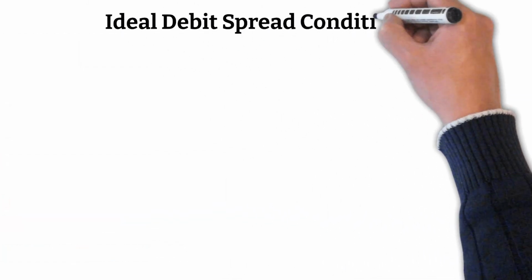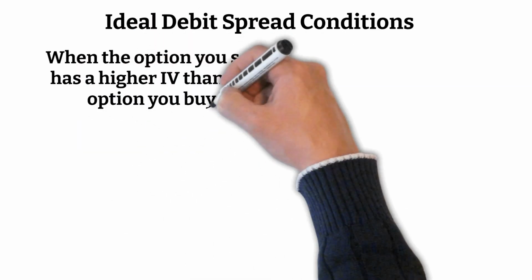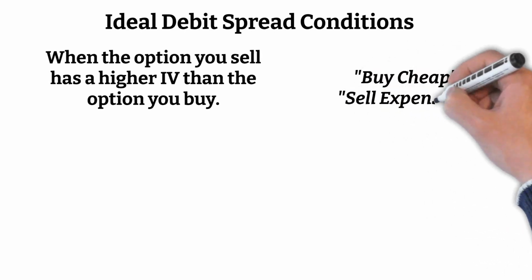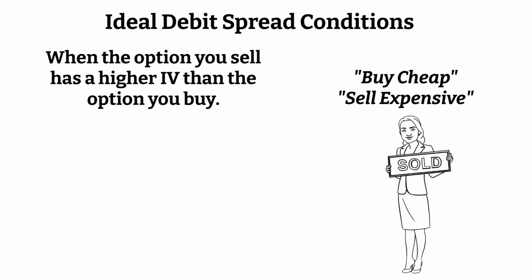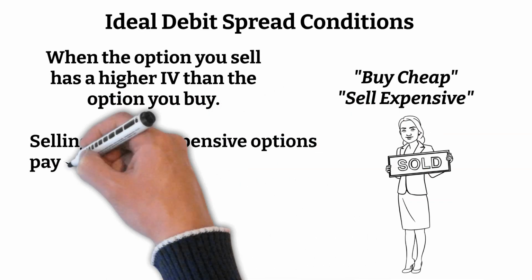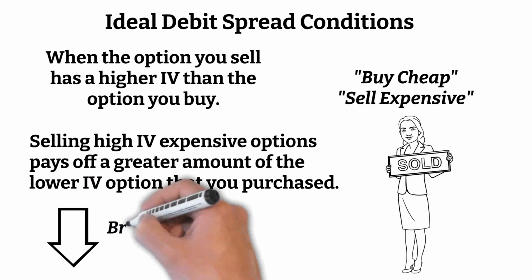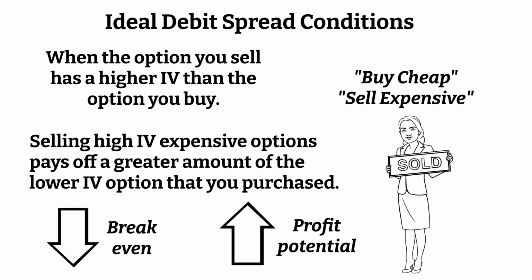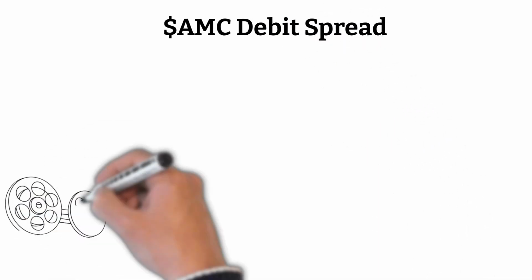Now let's talk about the best scenarios to do debit spreads in. Debit spreads are most effective when the out-of-the-money options you sell have higher IV than at-the-money options. Cheap and expensive is an important concept here. You always want to be buying cheap options and selling expensive options. The more premium you receive from the out-of-the-money option, the lower your break-even price is and the higher your profit potential will be.